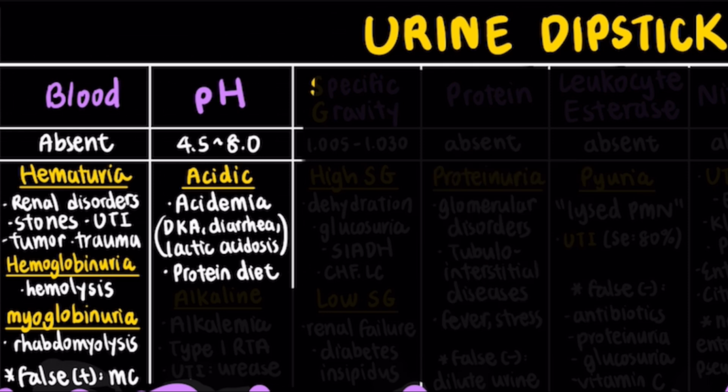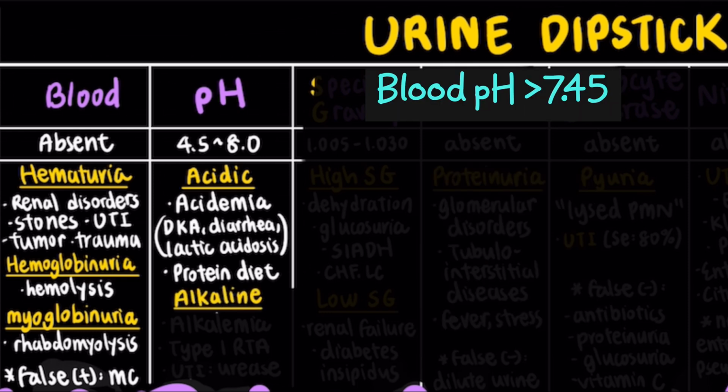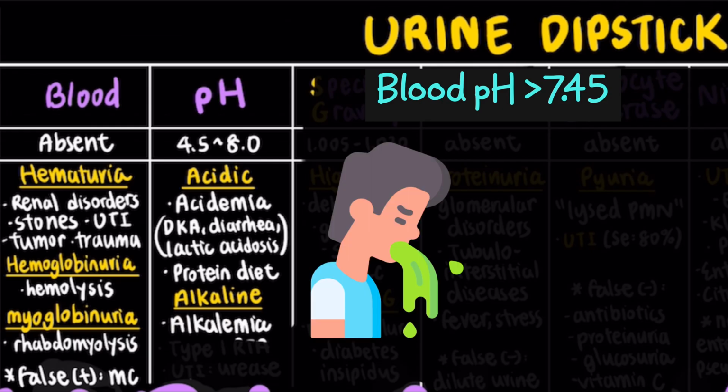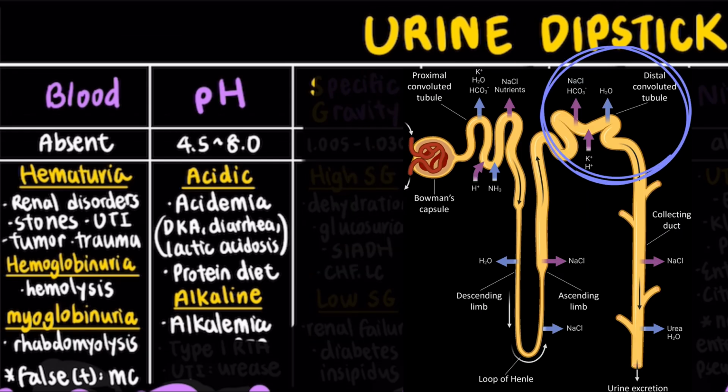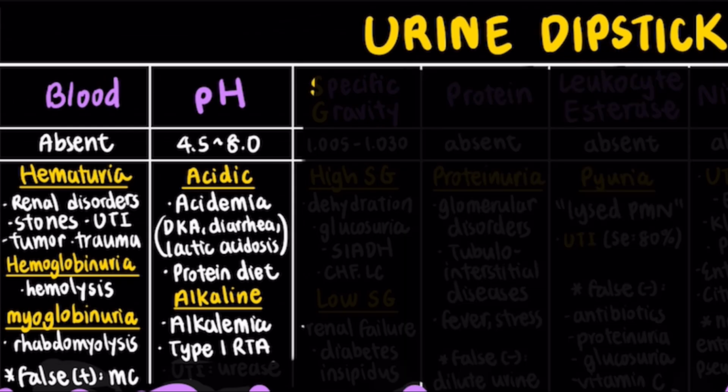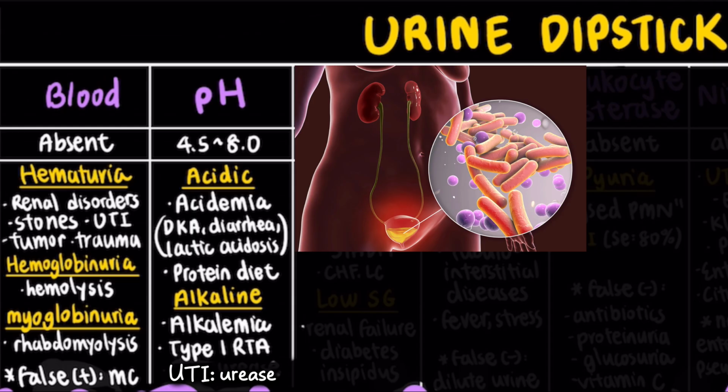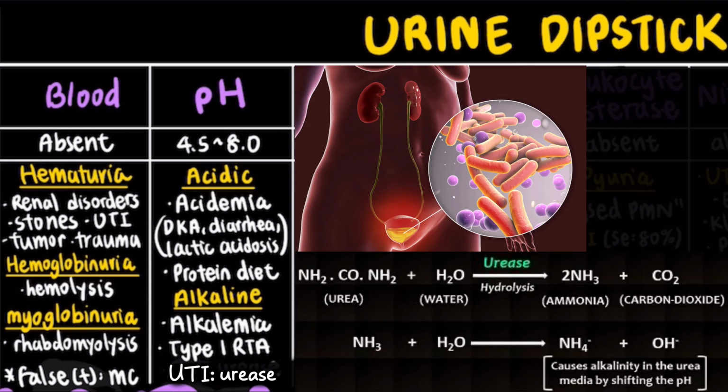If the urine pH is greater than 8, it often reflects alkalemia, like after prolonged vomiting or loss of gastric acid. It's also seen in type 1 renal tubular acidosis, where the distal tubule fails to excrete hydrogen ions, making the urine inappropriately alkaline despite systemic acidosis. Another key cause is urinary tract infection with urease-producing bacteria, like Proteus or Klebsiella. These bacteria break down urea into ammonia, which raises the pH.